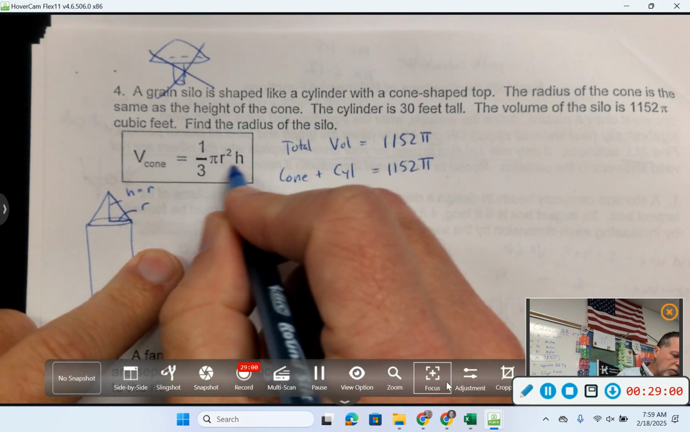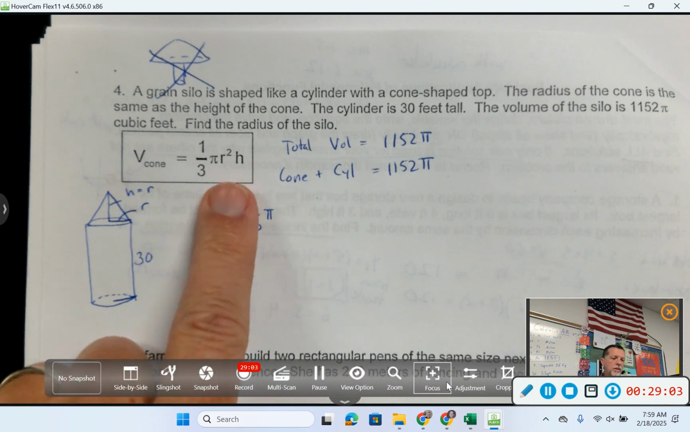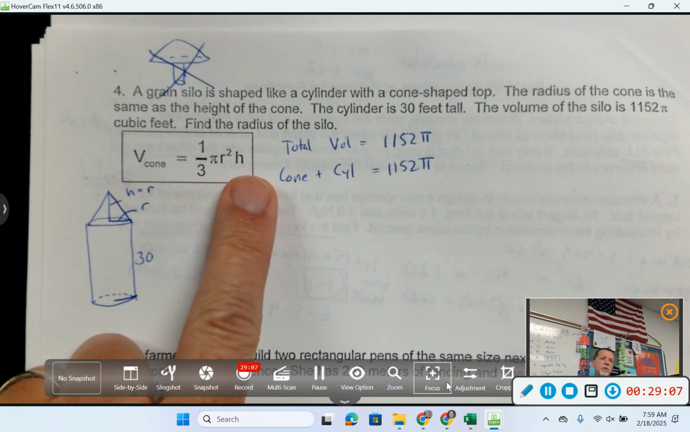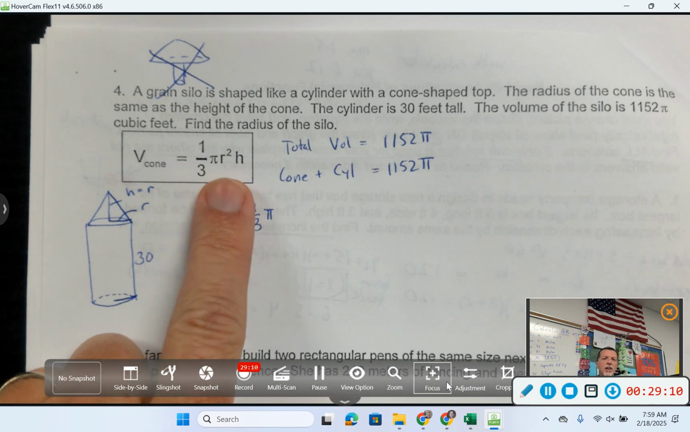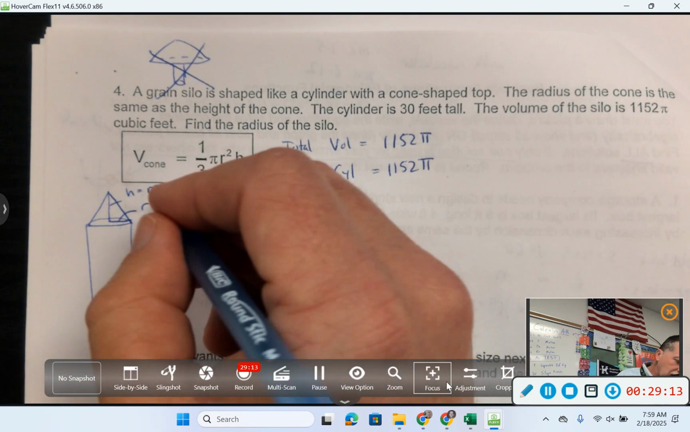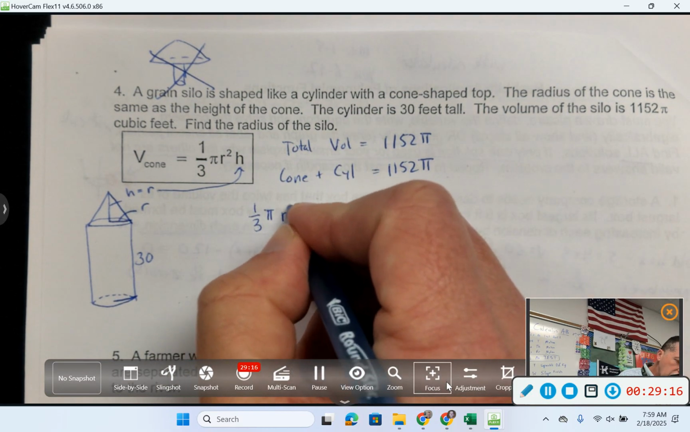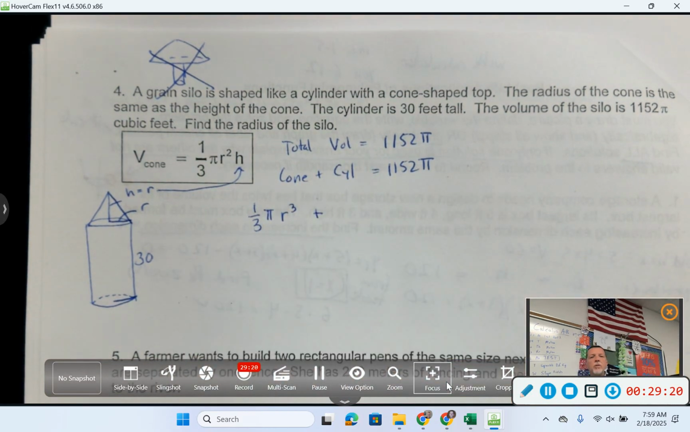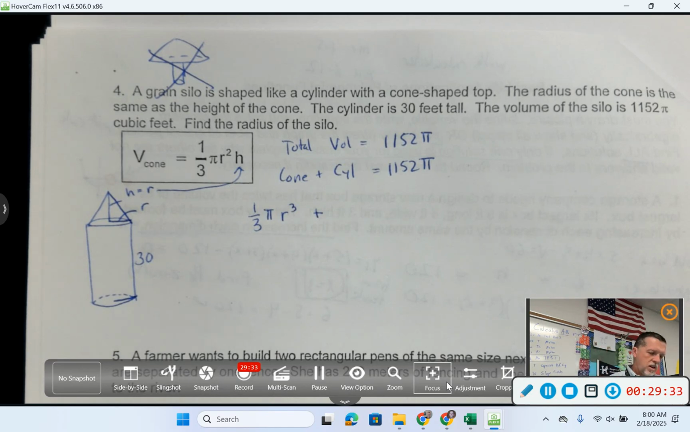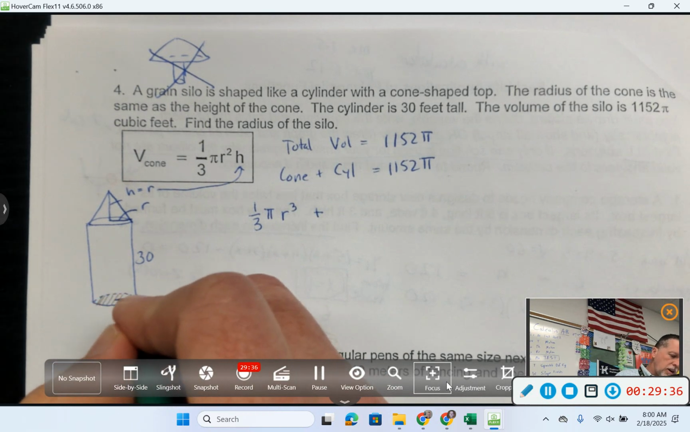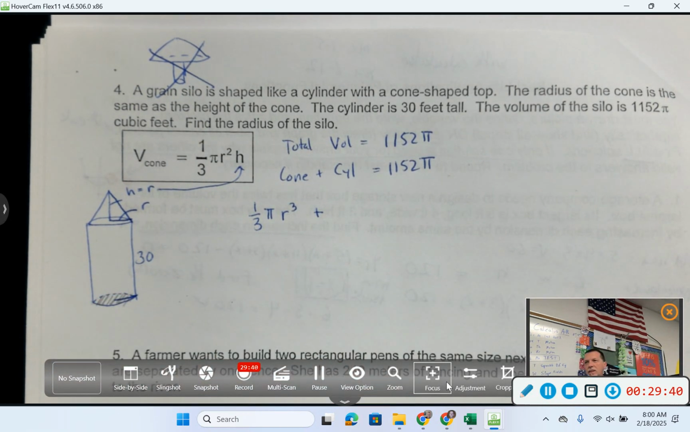although I can make one replacement here. What do I know about R and H? They're equal. So we can replace H with R or R with H. Let's just say R cubed, because H is the same thing as R. So 1/3 pi R cubed is the volume of that cone. Now we need the volume of the cylinder. Do you remember how to get the volume of a cylinder? Pi r squared H, because pi r squared would be the area of the base, the area of that circle, and then if you multiplied by H, then you would extend that up and create a volume.